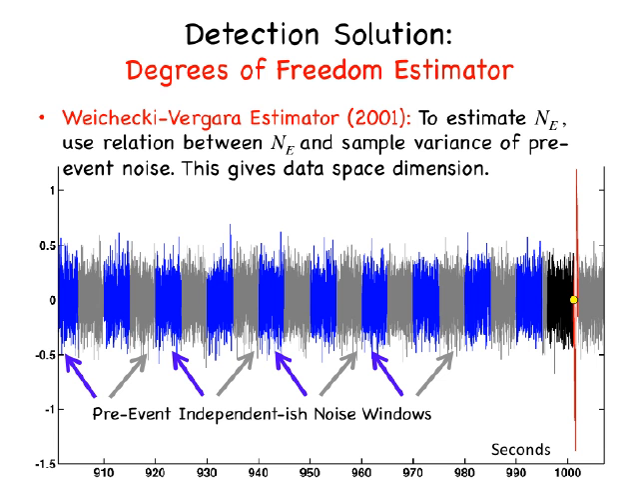Wachecki-Vergara et al. provided such an estimator for NE in a 2001 technical report. I provide a slight adaptation of that estimator here. This estimator uses a relationship between the effective degrees of freedom in the data and the variance of the sample correlation random variable that is computed from pre-event noise.